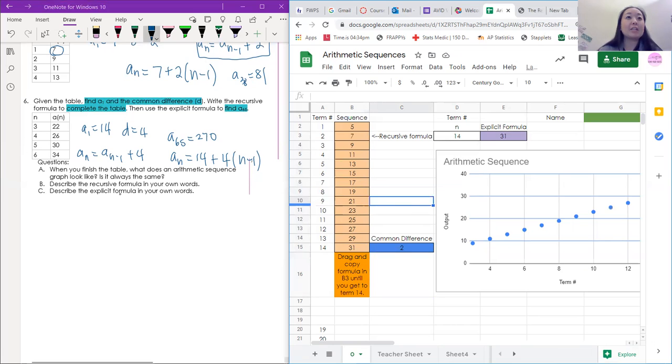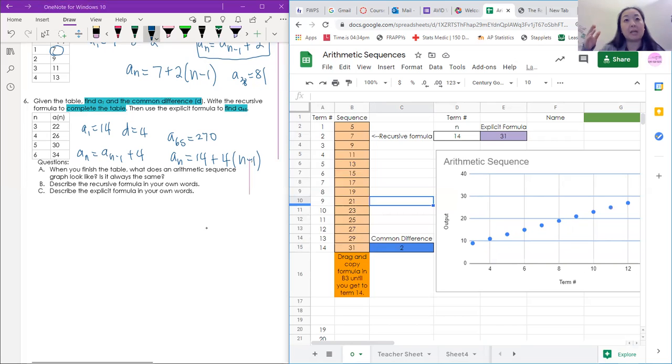All right, describe the recursive formula in your own words. What is a recursive formula? It's the previous term plus whatever the common difference is, whatever you keep on adding or subtracting, right? And describe the explicit formula in your own words. We start out with the first term and then add however many common differences we're going to do. We're going to add on to it, right?